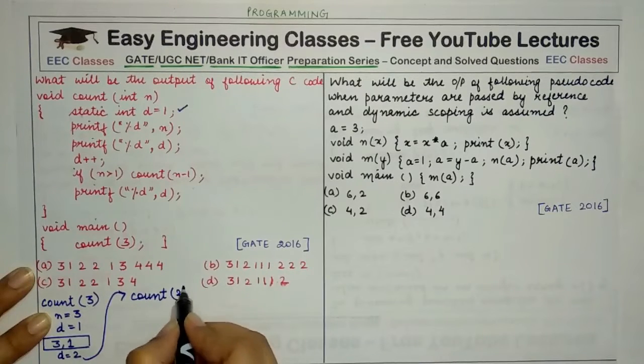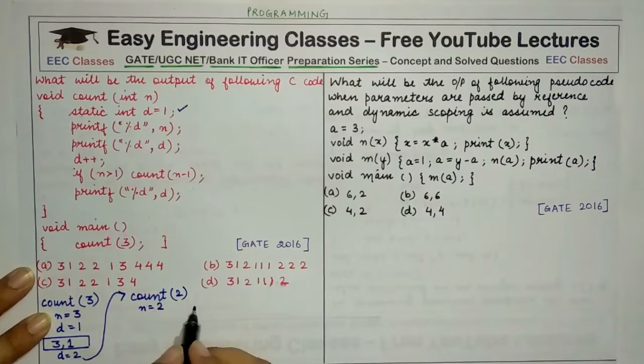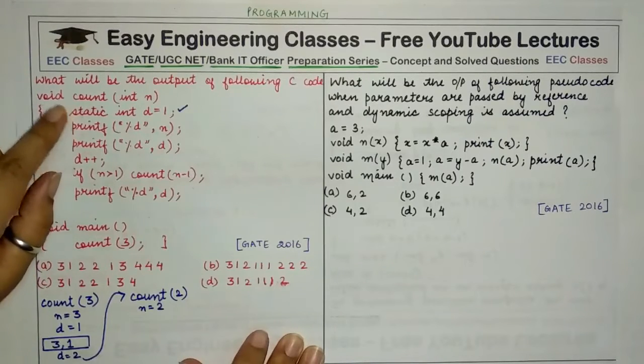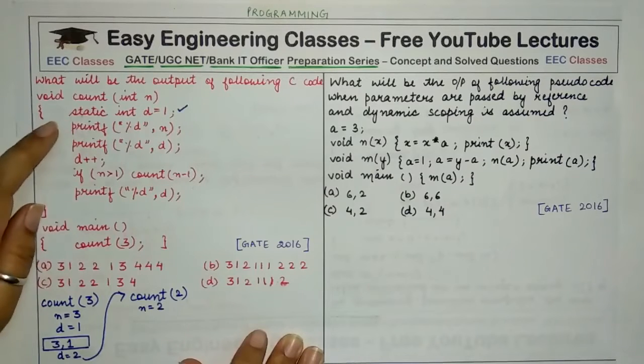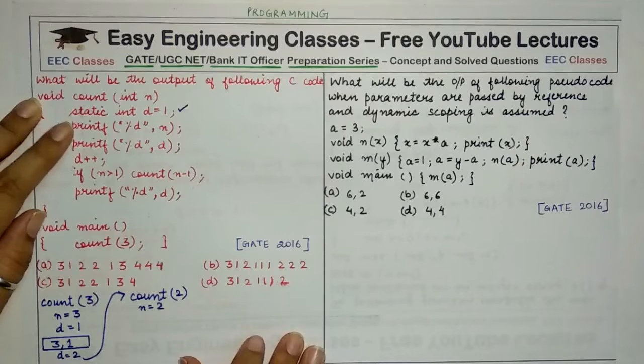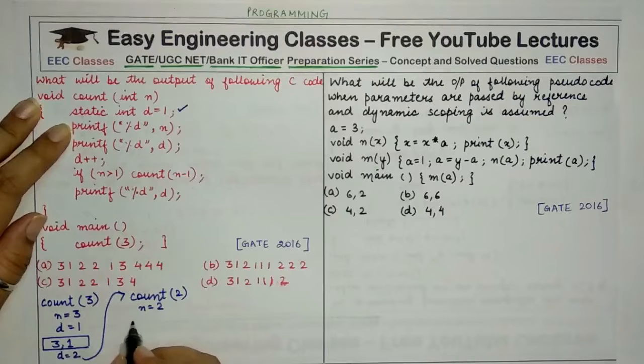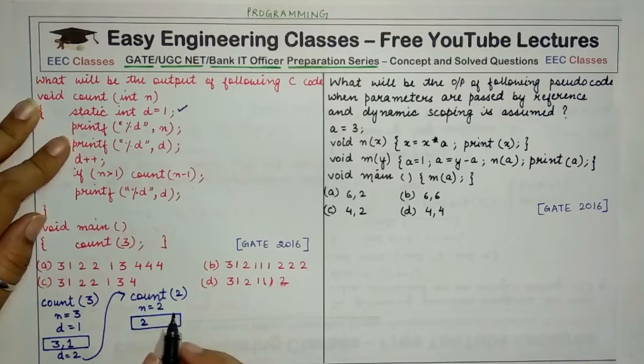The call would be made with the value n equal to 2. Alright, now in this case, since it is the second call, this statement would not be executed. There would not be a re-initialization of d. So only print statements would be executed and the further statements will be carried out. So the value of n is equal to 2, so 2 would be printed, and the value of d is the previous value that was present. In the previous call of count, the last updated value of d was 2. So here also d would be printed as 2.